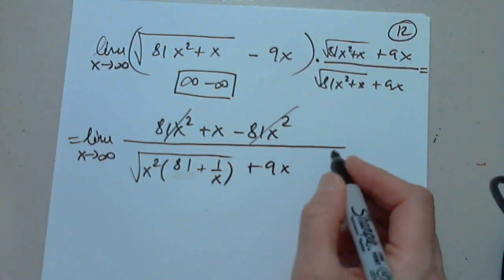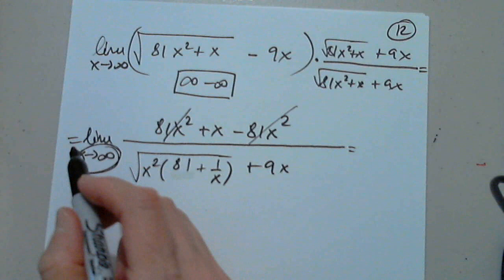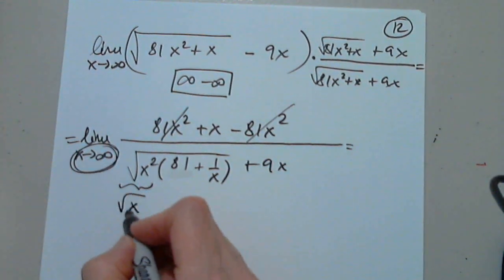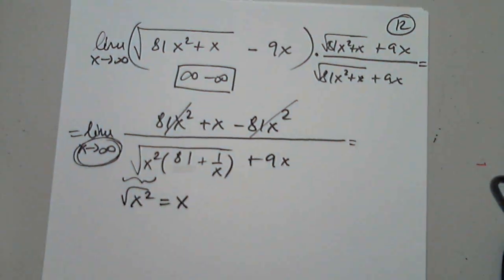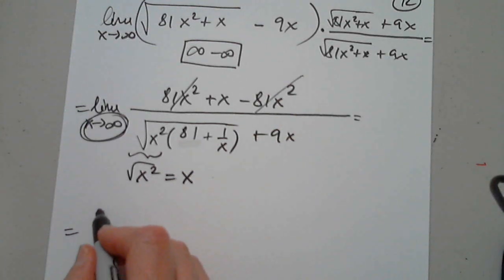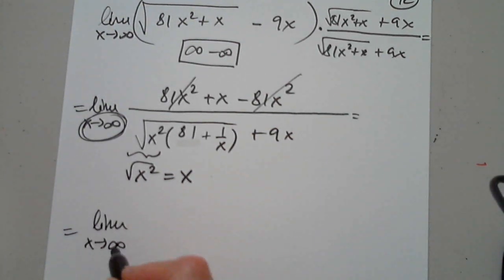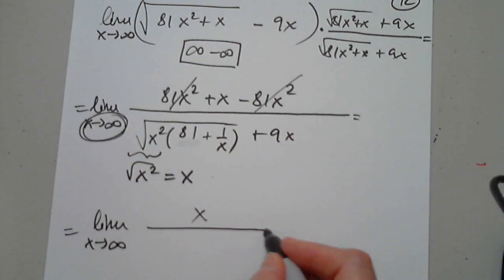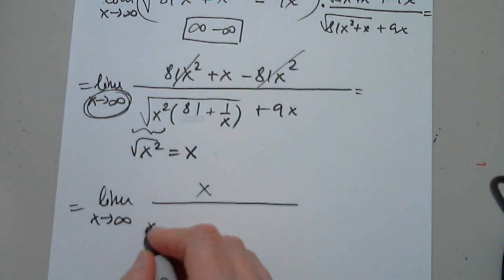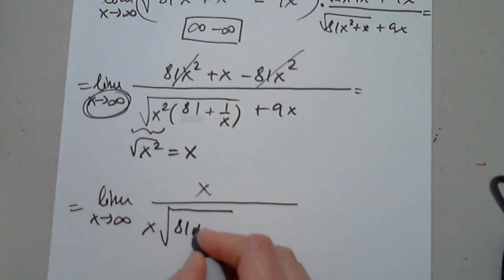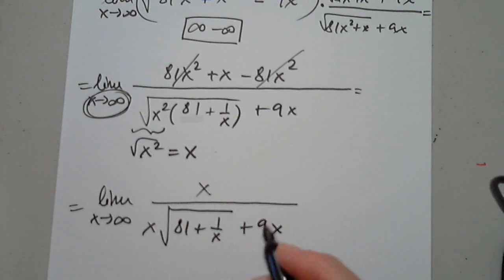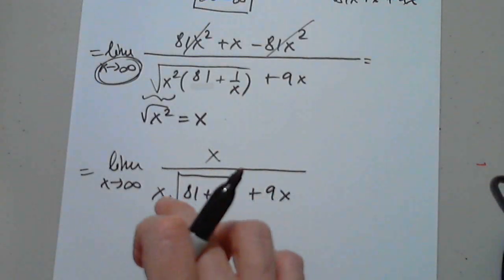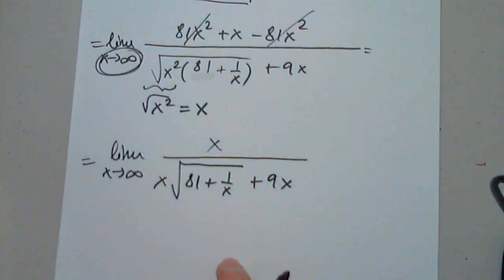and plus 9x. Because x approaches infinity, this square root of x squared will equal x, not negative x. So limit as x approaches infinity, the numerator is x. And the denominator has x times the square root of 81 plus 1 over x, plus 9x. And we will factor out x and then simplify with the top.